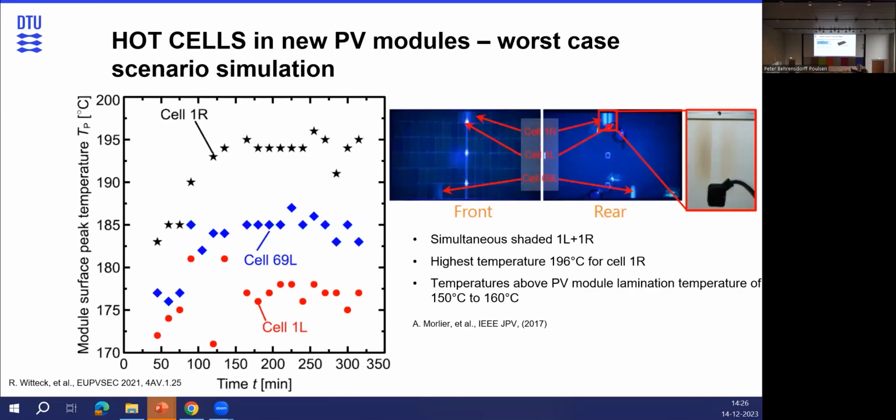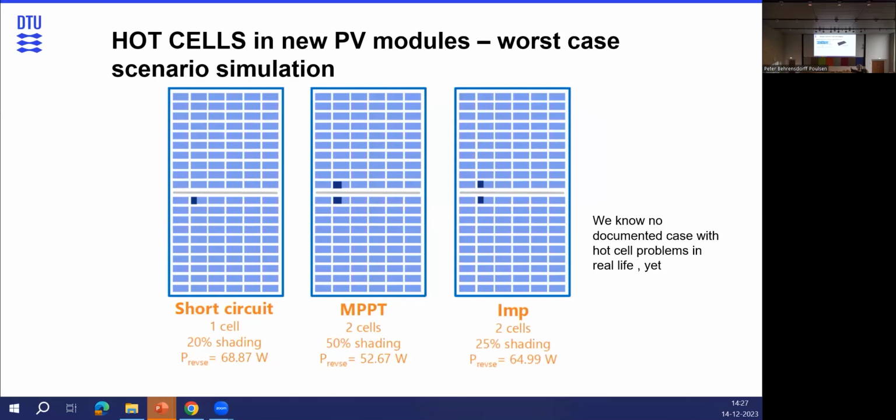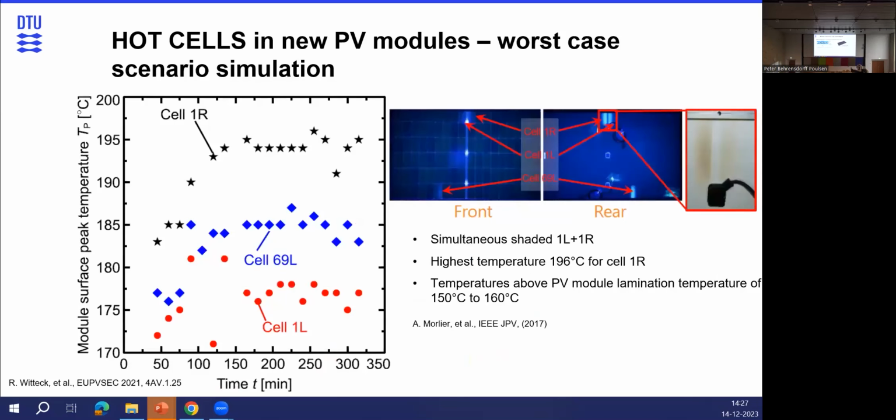And this is also supported by accelerated stress testing, where they found for different shading scenarios, similar to what you saw there, that the hotspots in the modules can reach quite high temperatures, even higher than in the simulation study. Now, one important thing to note is that these have only been found in the lab, so there are no documented cases, as far as we know, of modules in the field caught with a thermal camera at 150 degrees or thereabouts.